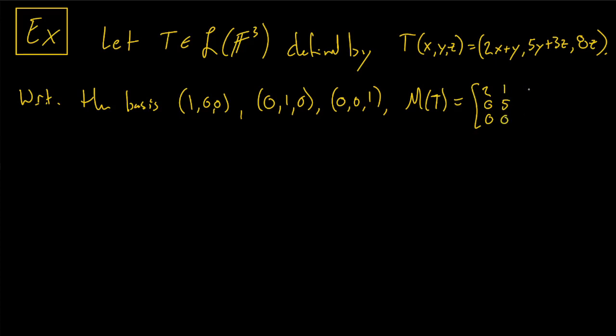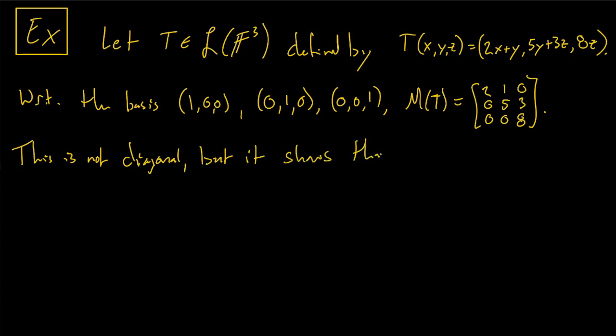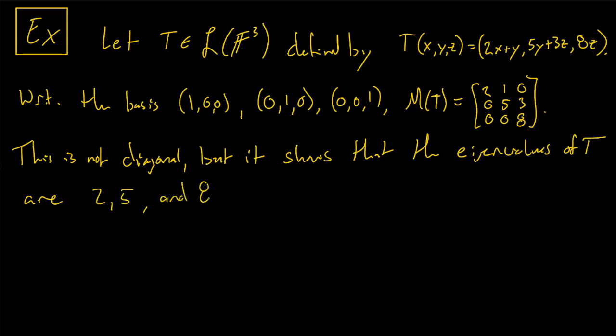Now finally, I plug in the last one. I'll just get out an 8, and I'll get out a 3 and a 0, going backwards. So 0, 3, 8, right? Plug in 1 for z and 0 for everything else. Okay, so there we go. This is not diagonal, but it shows that the eigenvalues of T are 2, 5, and 8.